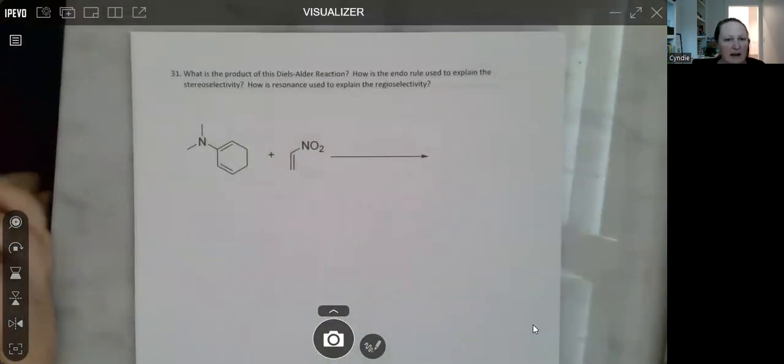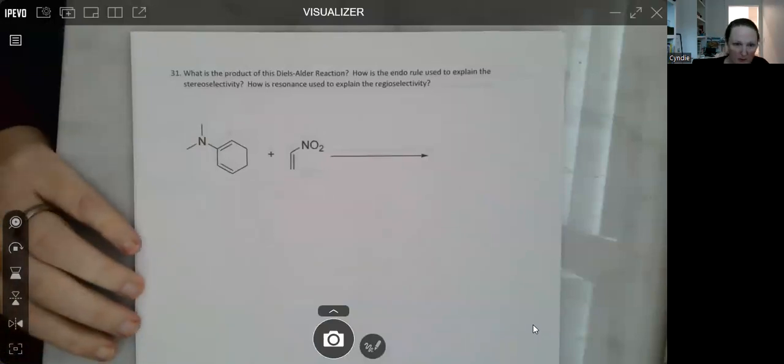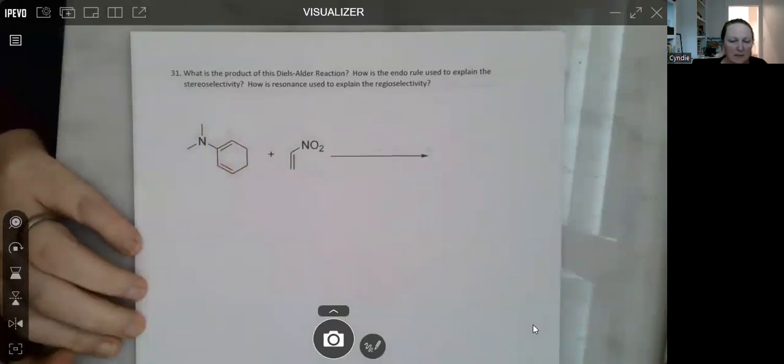What is the product of this Diels-Alder reaction? How is the endo rule used to explain the stereoselectivity? How is resonance used to explain the regioselectivity? Okay, so we want to draw the product. Since this is a cyclic structure, we're going to end up forming a bicyclic product.